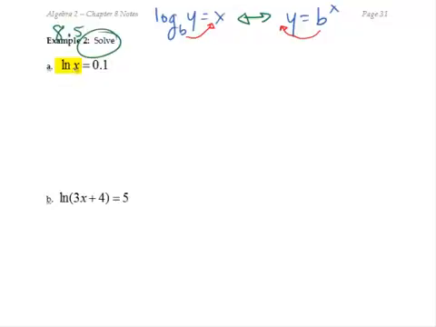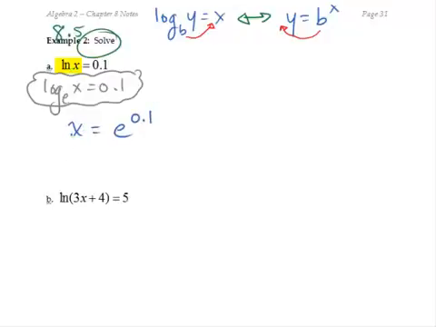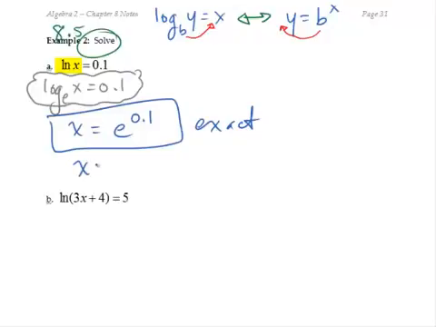This base here, even though it's not written, is base e. So if it helps you to think about this being log base e of x equals 0.1, that's fine. You can think that. I'm going to go ahead and move right away saying this is e, so x equals e to the 0.1. This is my exact answer. And for my approximate answer in my calculator, x is approximately 1.1052.